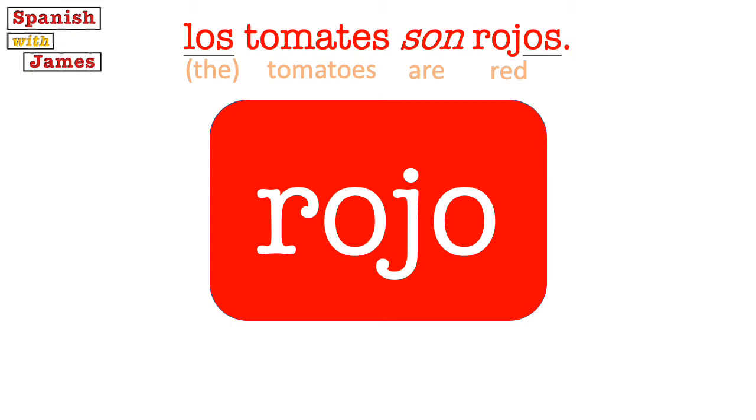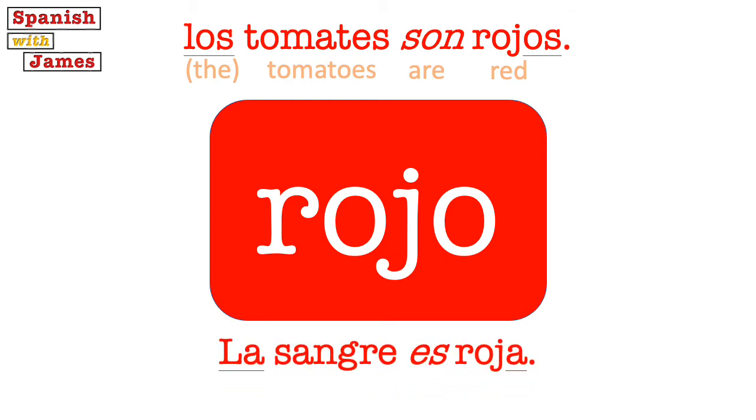If we use a feminine noun, like sangre, which means blood, la sangre es roja. The O on the end of rojo changes to an A. And if it were plural, with a feminine noun, it would go to rojas. So rojo, roja, rojos, rojas. Follows a nice, clear pattern.